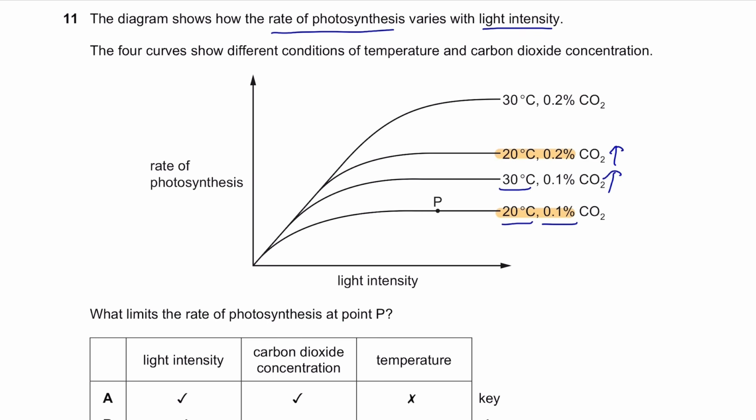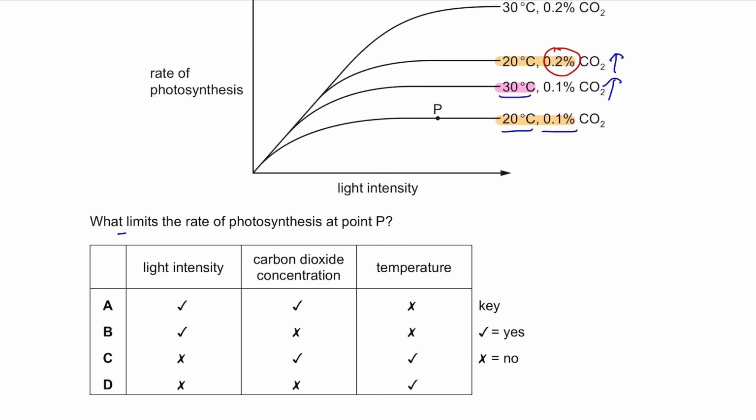So we can see that when you increase the temperature, the rate of photosynthesis increases. Then when you increase the concentration of carbon dioxide, the rate of photosynthesis again increases. Alright, the question says, what limits the rate of photosynthesis at point P? Well, what we have just found out is that both the temperature and the carbon dioxide concentration affect the rate of photosynthesis, and they are actually the limiting factors. So our answer should be C.